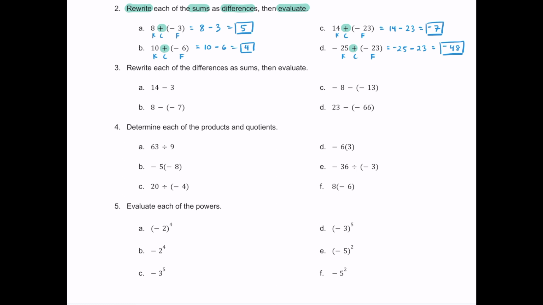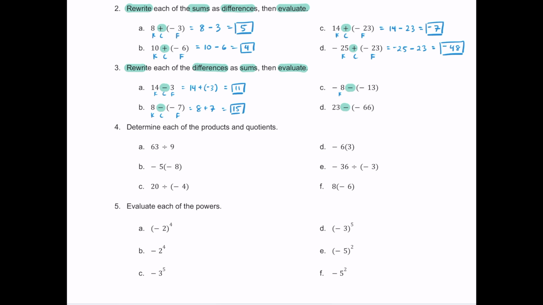For number 3, we are going to rewrite each of these differences as sums and then evaluate. So notice how for each of these we have a subtraction as the operation, and we're going to rewrite them using addition. So we're going to keep, change, then flip. So this is equivalent to saying 14 plus negative 3, and then that will end up just being 11, however you look at it. For this next one, we're going to keep this, change this, and flip this. This will be 8 plus a 7, and that'll be 15.